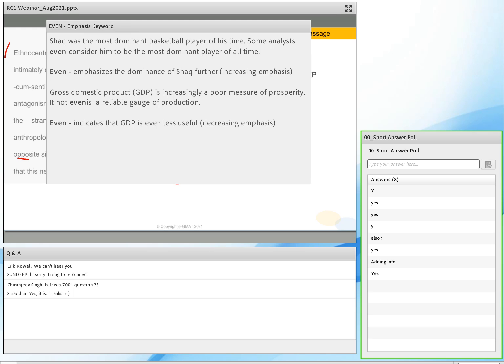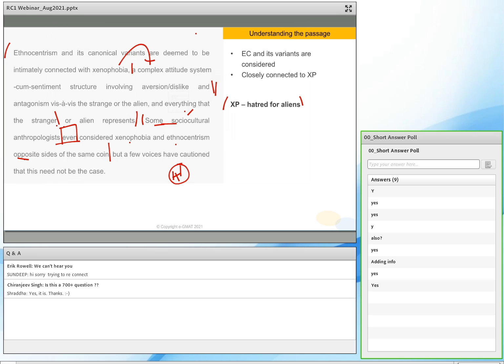So is the point of "even" very clear? If you pair "even" along with "not", you can also go the other way. "GDP is increasingly a poor measure of prosperity. It is so bad that it's not even a reliable gauge of production." So you can work the other way also by putting a "not".